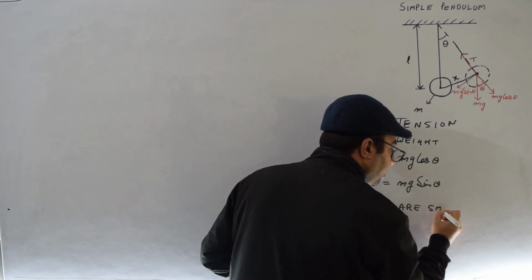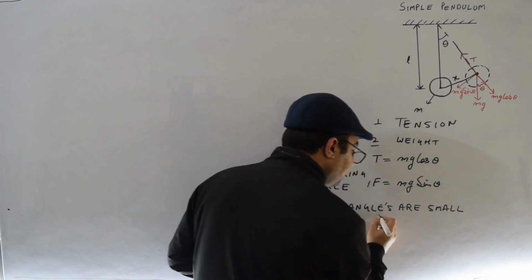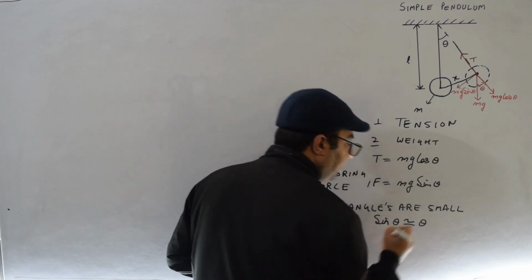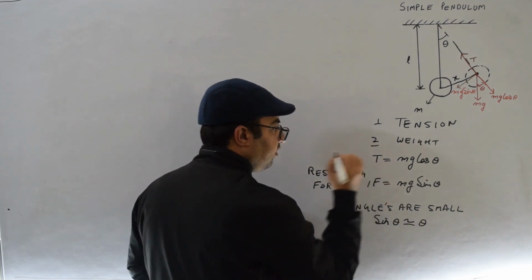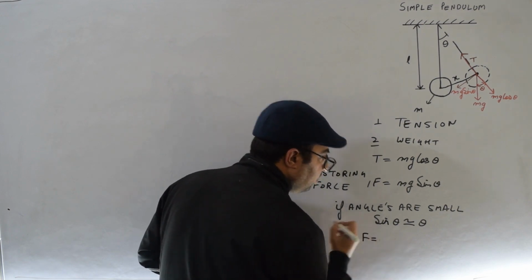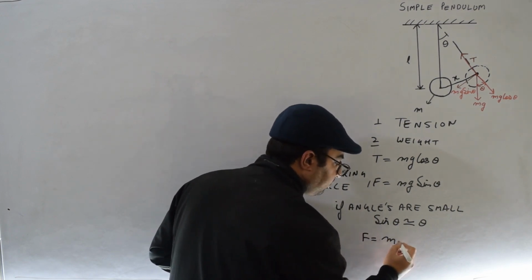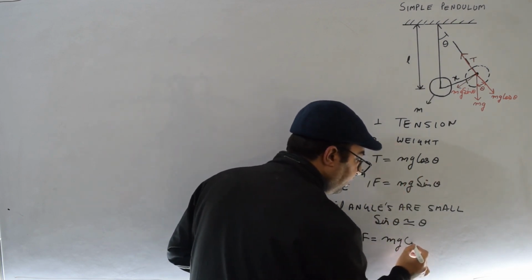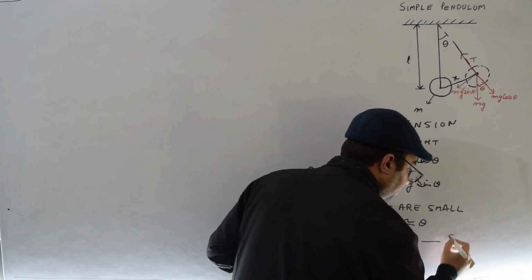जब एंगल स्मॉल होते हैं तो हमें पता है कि साइन थीटा नियर बाय किसके इक्वल हो जाता है, थीटा के. So this force will become F is equal to mg, and in spite of this sin theta we will be getting theta. Let me mark this as equation number 1.